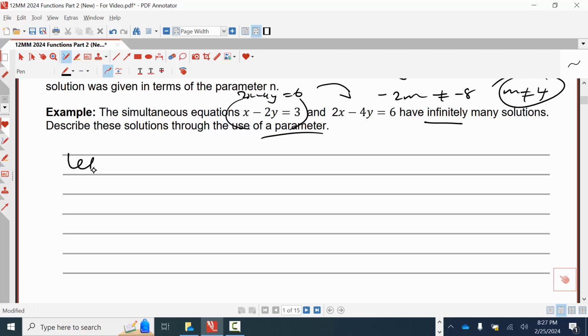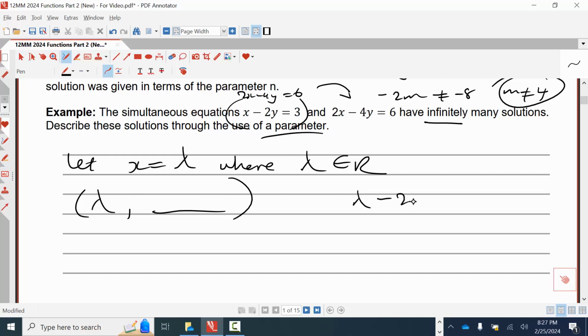All right, so I'm going to say let x equal lambda, where lambda is an element of all real numbers. So now I know my infinitely many solutions are lambda, comma, and whatever the y value is there. So I'm going to substitute lambda into this equation: lambda, take away 2y equals 3. Now I need to find y. Negative 2y equals 3 take lambda. y equals lambda take 3 over 2.